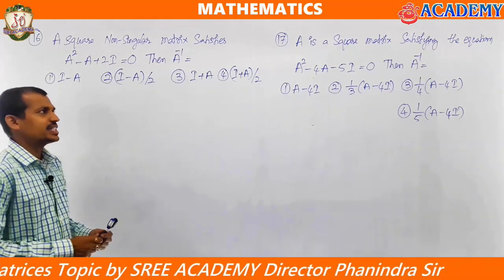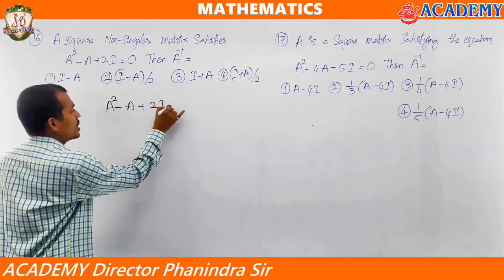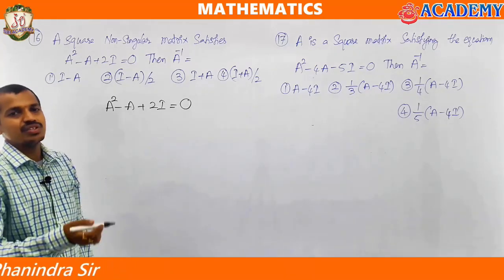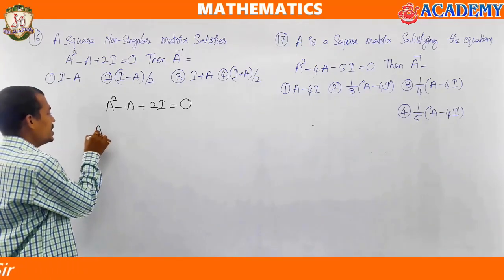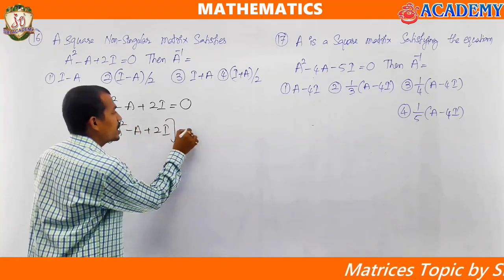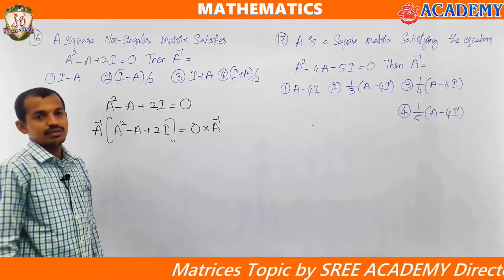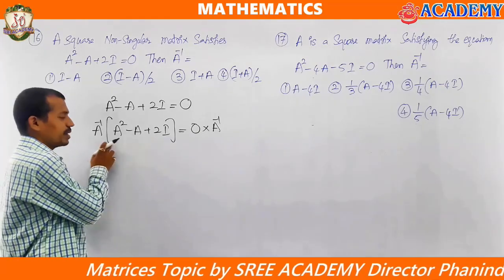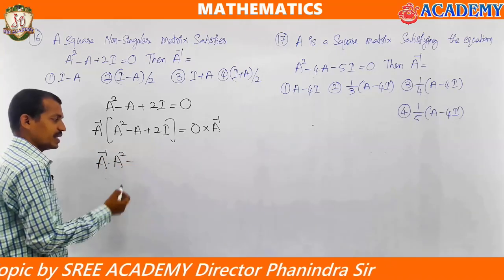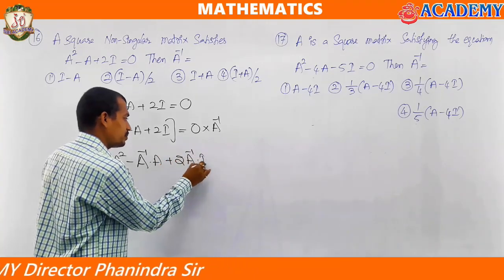Whatever is given, we take that: A square minus A plus 2I equal to the null matrix. I am multiplying this whole equation on both sides with A inverse, that is A inverse into (A square minus A plus 2I) equal to 0 into A inverse. Null matrix into anything is going to be a null matrix only. Multiplying A inverse inside, that is A inverse into A square minus A inverse into A plus 2 into A inverse into I.